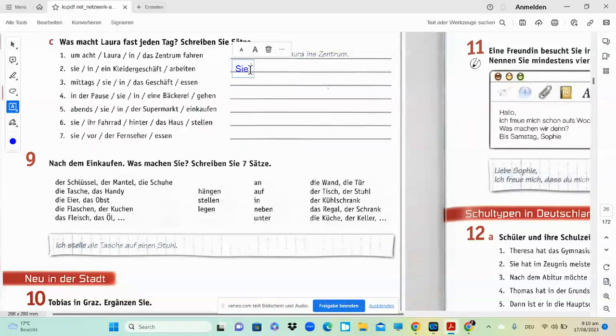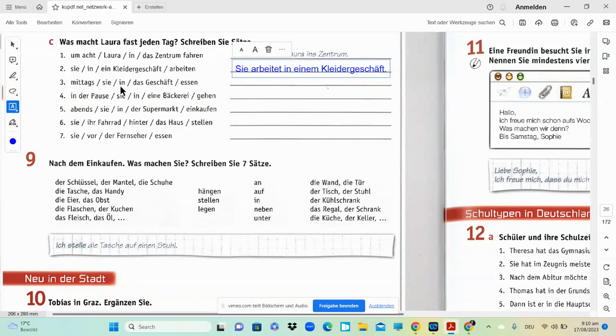Sie arbeitet in einem. Why einem? Because it's der, einem. Okay, Kleidergeschäft. What is Kleidergeschäft? Just try to think. Kleidergeschäft is related to a clothes shop.